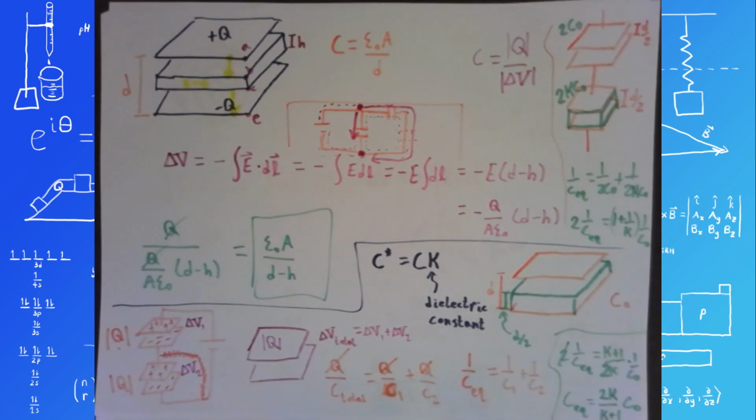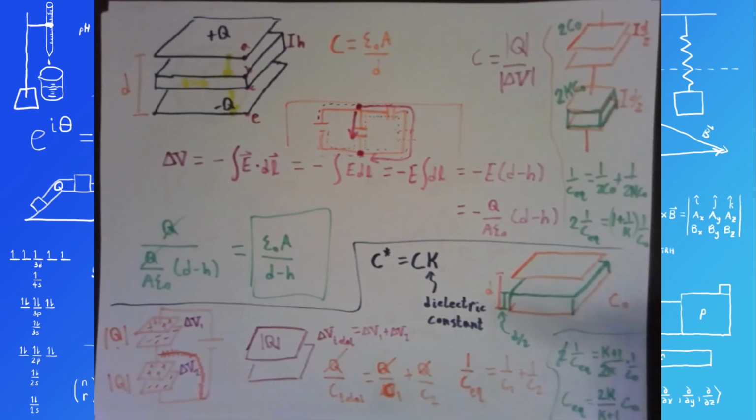And as long as kappa is greater than 1, 2 kappa over kappa plus 1 would be a ratio greater than 1, which means our equivalent capacitor is at a higher capacitance than the original capacitor without the dielectric. And if you're using a dielectric with a kappa that's 1 or less, then why would you be using that in the first place? The whole point of a dielectric is to increase the capacitance.